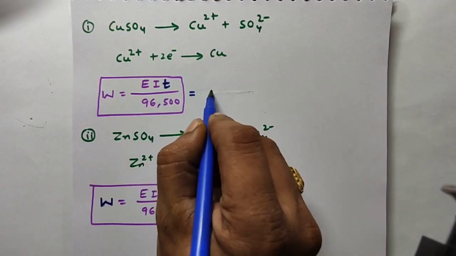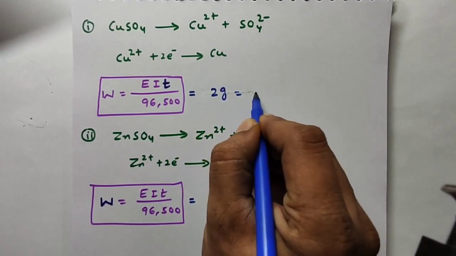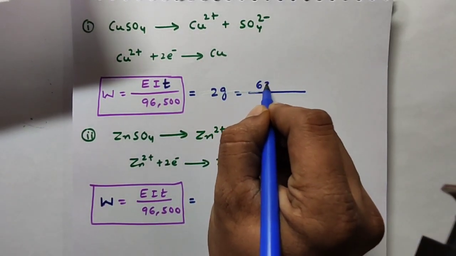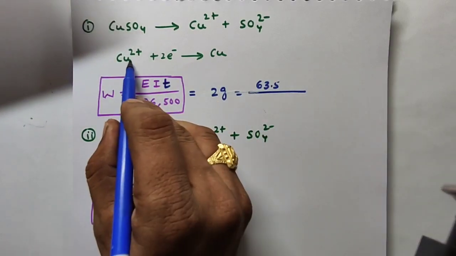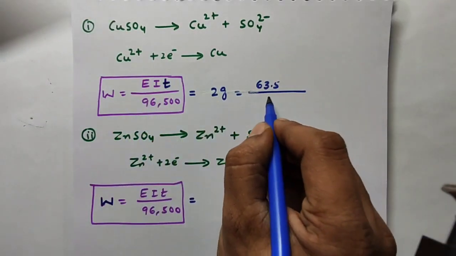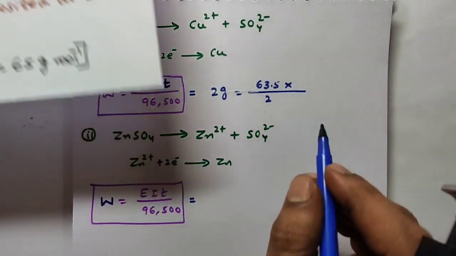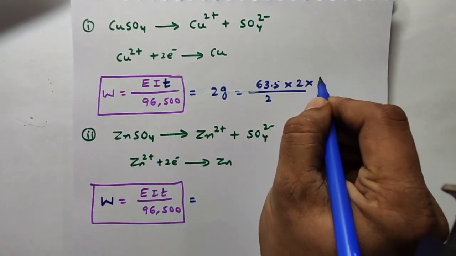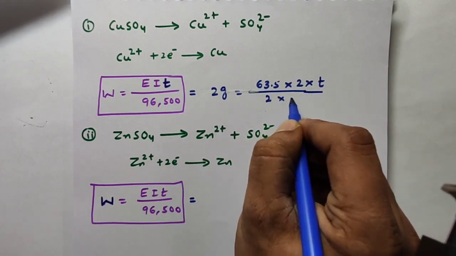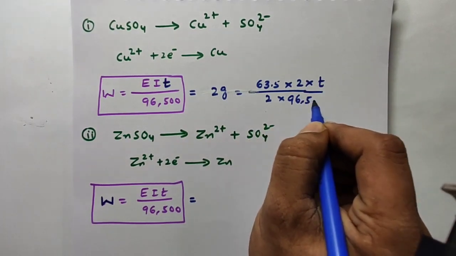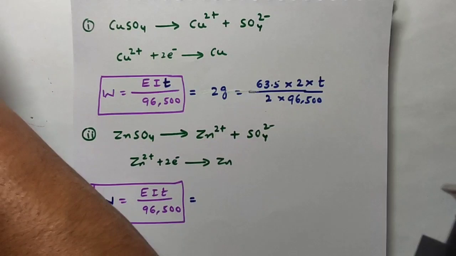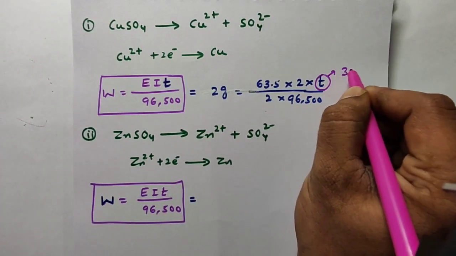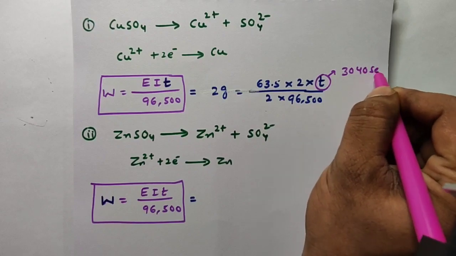Here mass 2 grams of copper divided by equivalent weight, so 63.5 divided by charge. What is the charge on copper? Plus 2, so divided by 2, into 2 amperes current given, so 2 into time, which we have to find out, divided by 96,500 coulombs. If you do this calculation, we will get the time: 30-40 seconds.